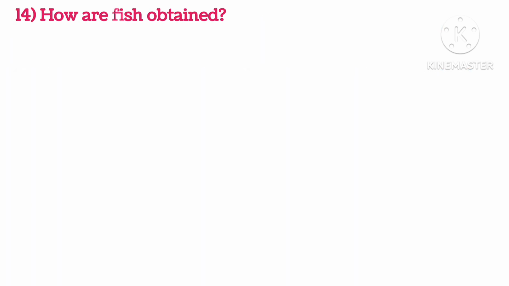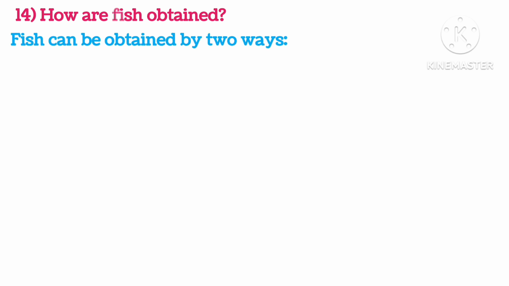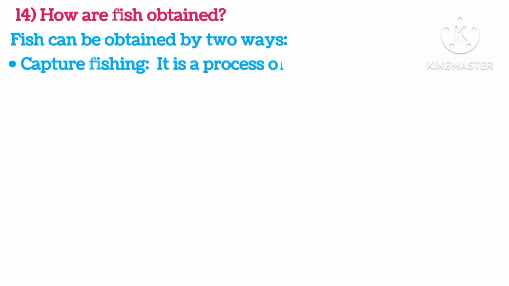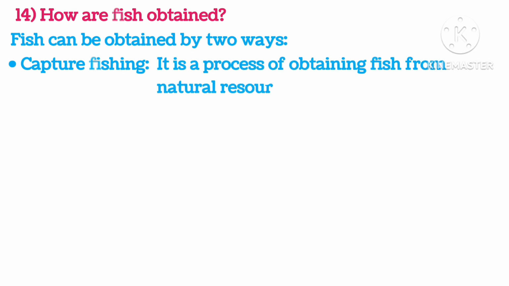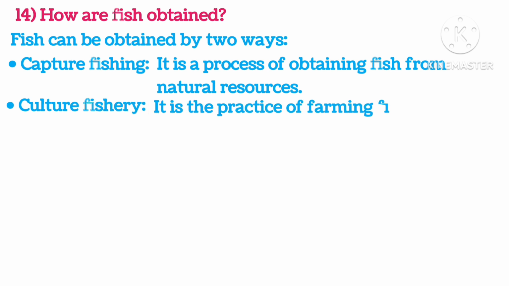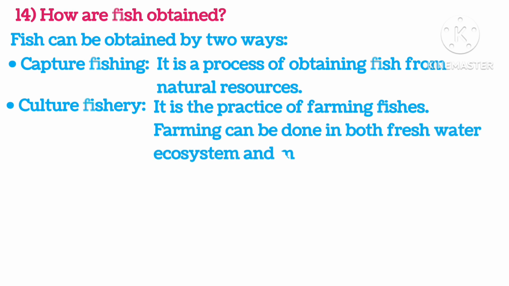How are fish obtained? Fish can be obtained in two ways. First is capture fishing. It is a process of obtaining fish from natural resources. And second is culture fishery. It is a practice of farming fishes. Farming can be done in both freshwater ecosystem and marine ecosystem.